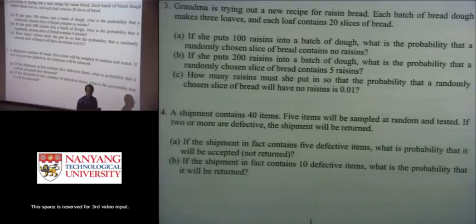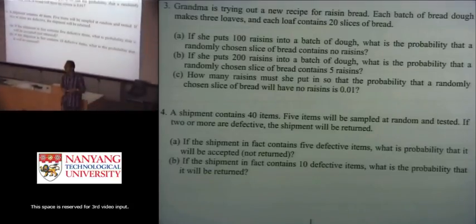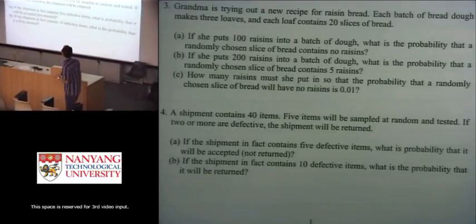For question 3, grandma wants to make raisin bread. The batch includes 3 loaves, and each loaf contains 20 slices. So how many slices do we have? 60, right? And they ask, we randomly choose one slice. What is the probability that this slice contains no raisins?